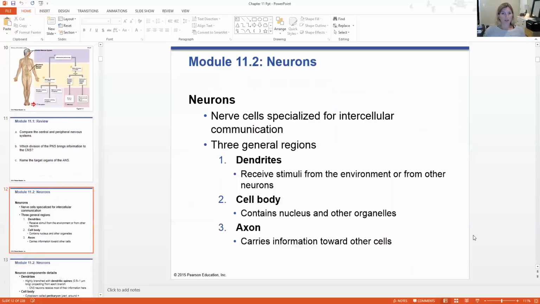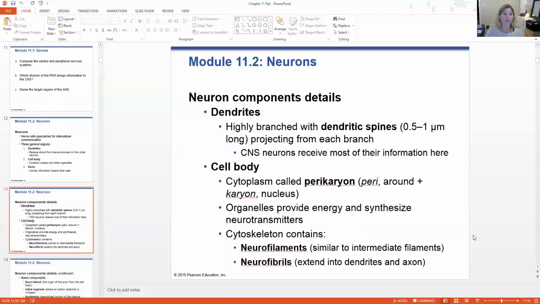Let's talk about the neurons, the kind of meat of our nervous system. They are very specialized cells, and they're specialized for communication. There are three general regions to a neuron. You have the dendrites. The dendrites are receiving the information either from the environment or from another neuron. Then you have the cell body, which is where the nucleus is and all the important organelles. And then the axon is carrying the information away from the cell body, communicating that to other cells.